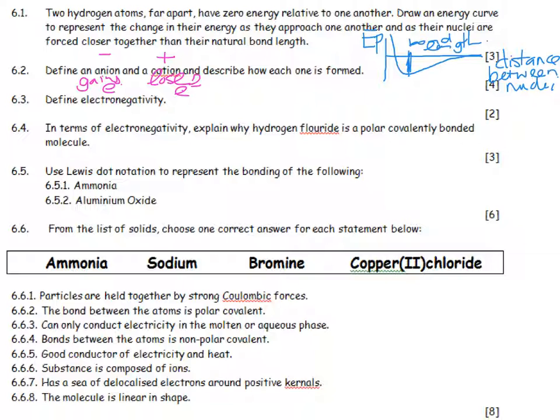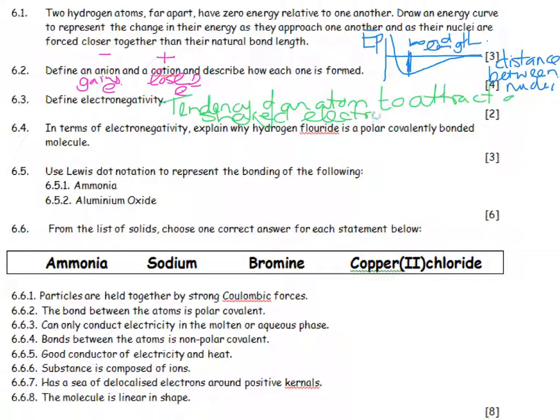Define electronegativity. This is straight out of your notes again. It is the tendency of an atom to attract a shared electron pair, or a bonding electron pair. In a bond, you can say that as well.